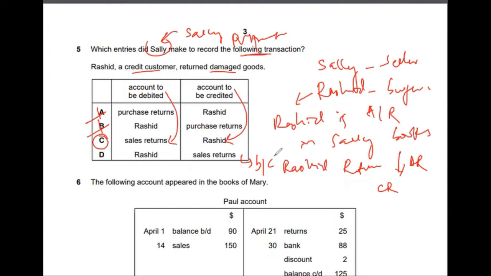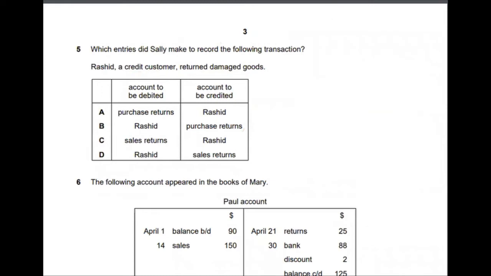So a fairly simple question, nothing complicated. All you need to follow is logic and your basic accounting principles. If your basic accounting principles are strong enough, I'm sure you can sail through the exam and get an A star or A for paper 1 on your exam.